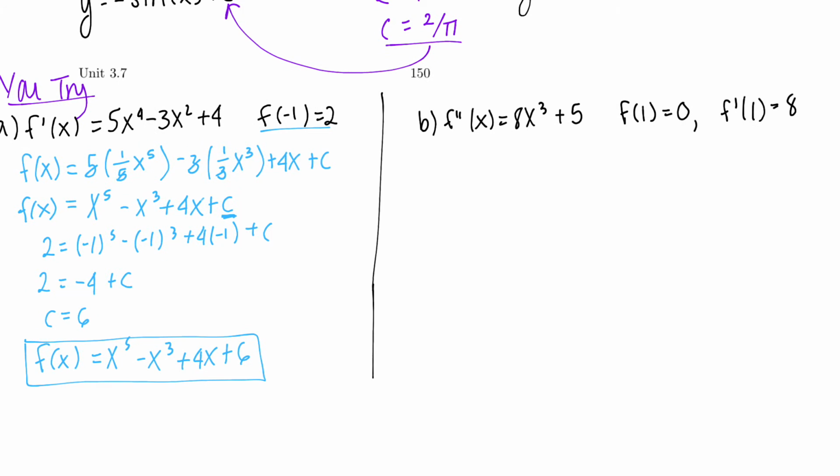Now with this guy, with part B, our first antiderivative is going to go to f prime. And if I'm using my mental trick here, see how this works? 3 plus 1 is 4. 8 divided by 4 is going to be 2. So we have 2x to the 4th, and then the constant gets an x plus c.